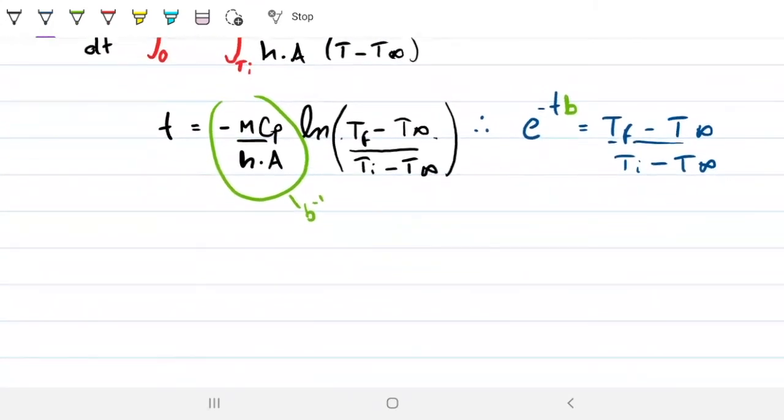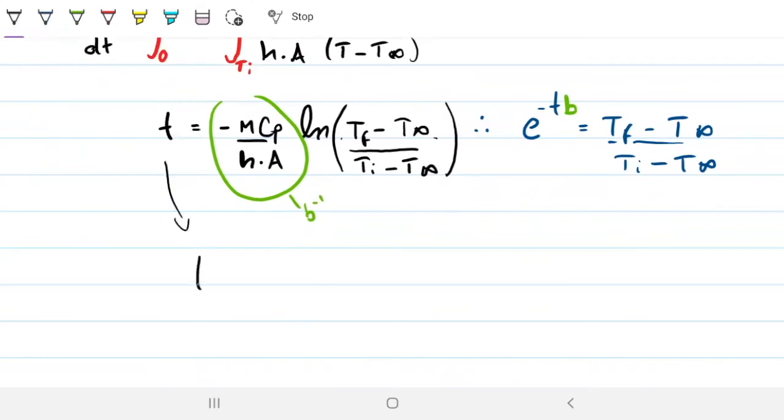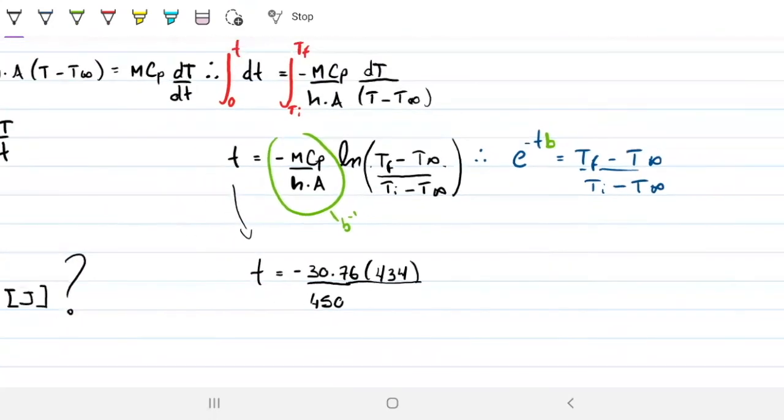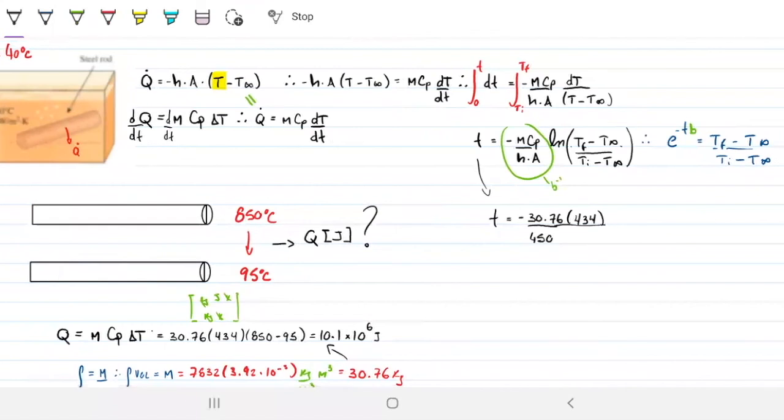All right, we're after the time, so we are actually interested in using this form of the equation. So that means I can find my time by plugging in these numbers. We have everything we need. We can go ahead and find the time required. Okay, what is the mass? 30.76. What is the C sub P? 434. What is my H? 450. What is my area? What is the area of this steel rod? And there are multiple. You can answer this question different ways, and they can all be right. What is the area that I should consider there?